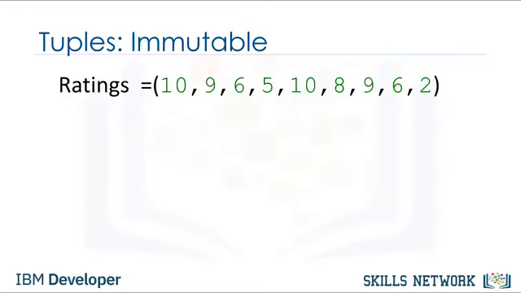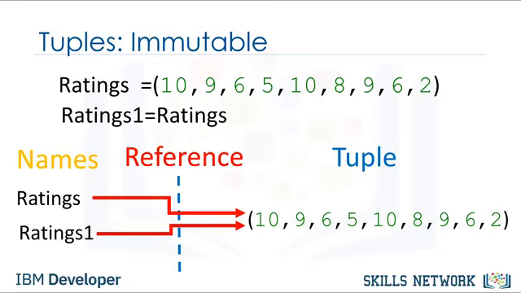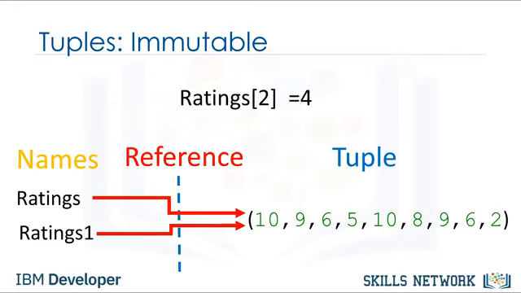Tuples are immutable, which means we can't change them. To see why this is important, let's see what happens when we set the variable ratings1 to ratings. Let's use the image to provide a simplified explanation of what's going on. Each variable does not contain a tuple, but references the same immutable tuple object. See the Objects and Classes module for more about objects.